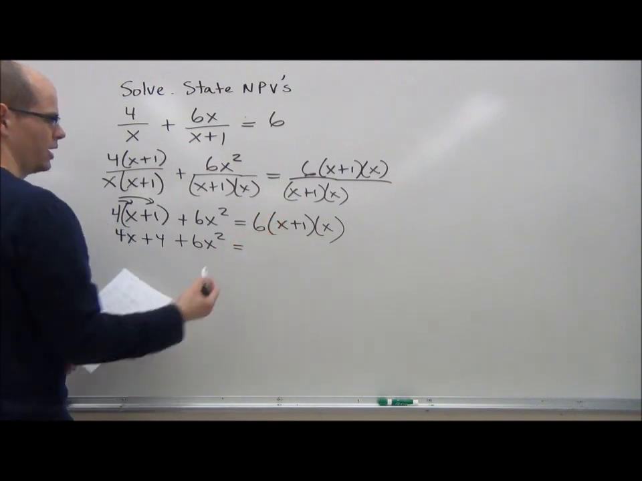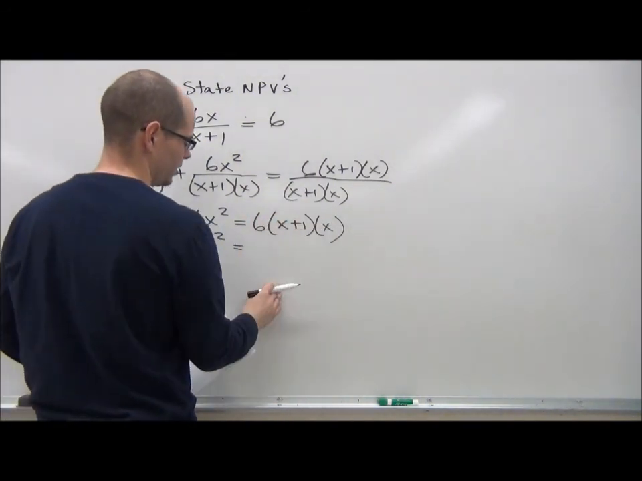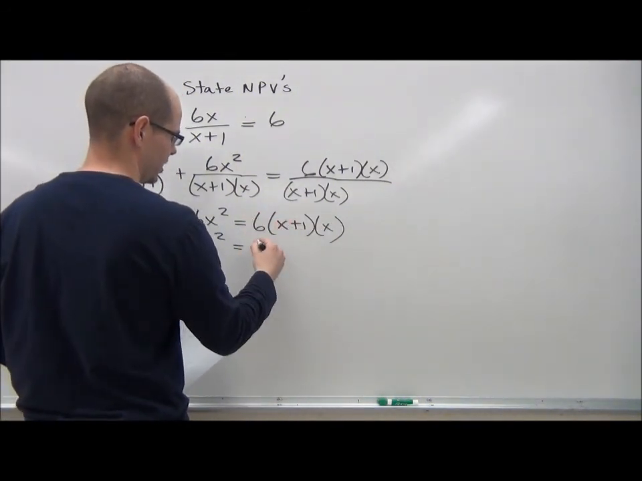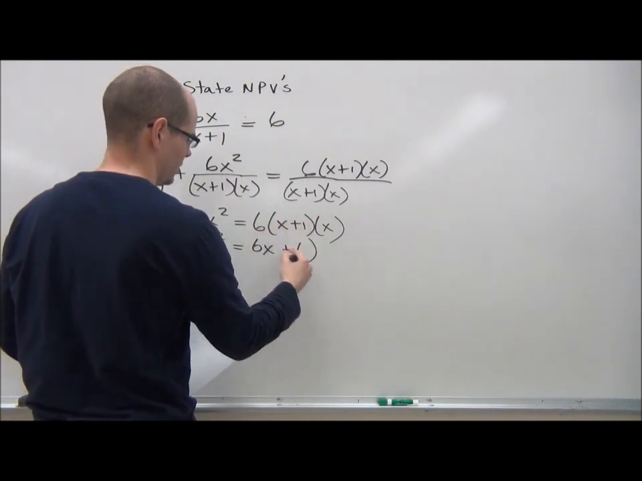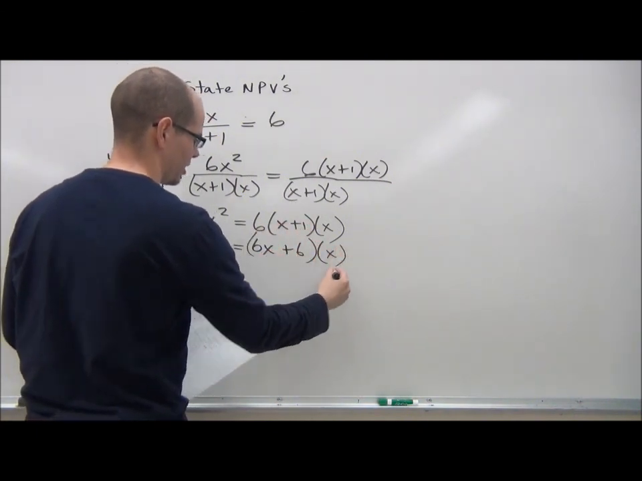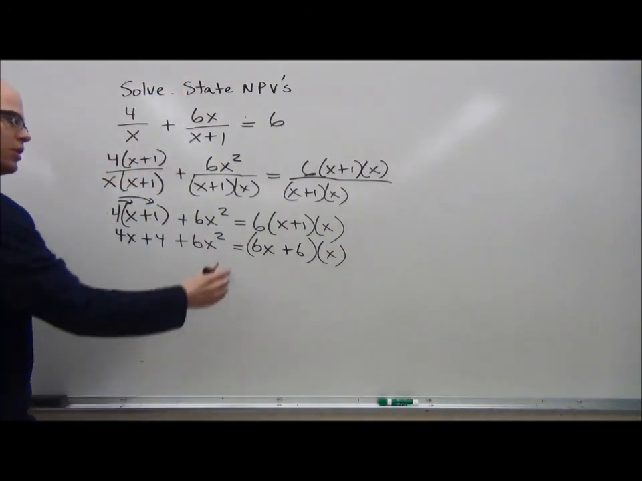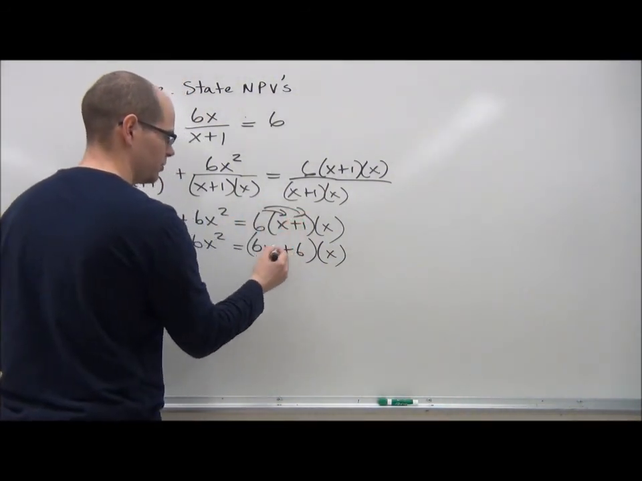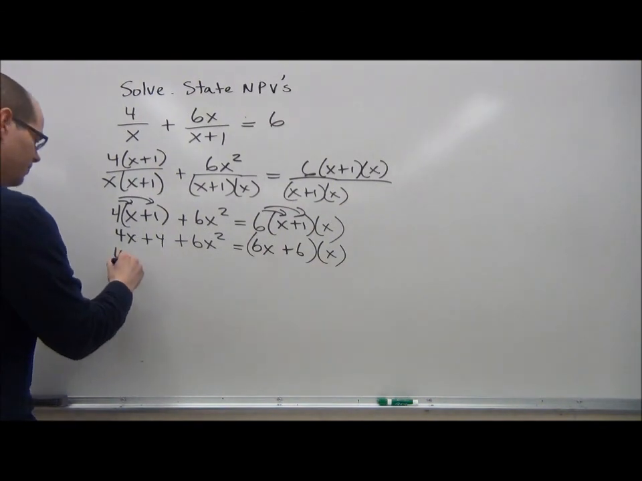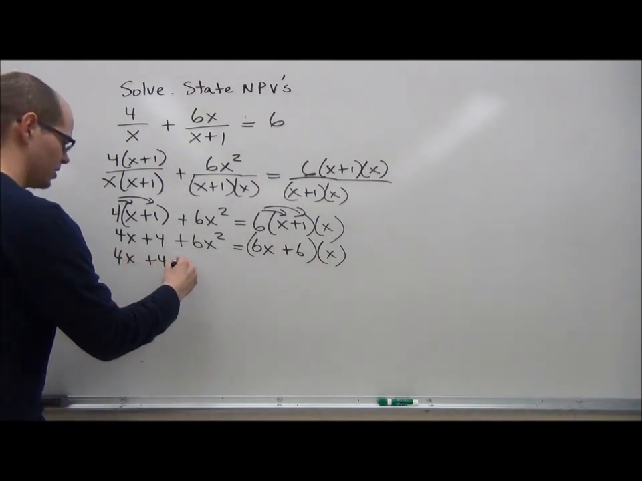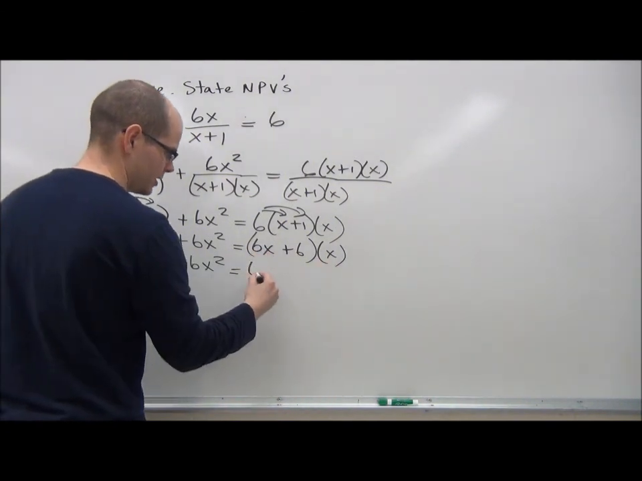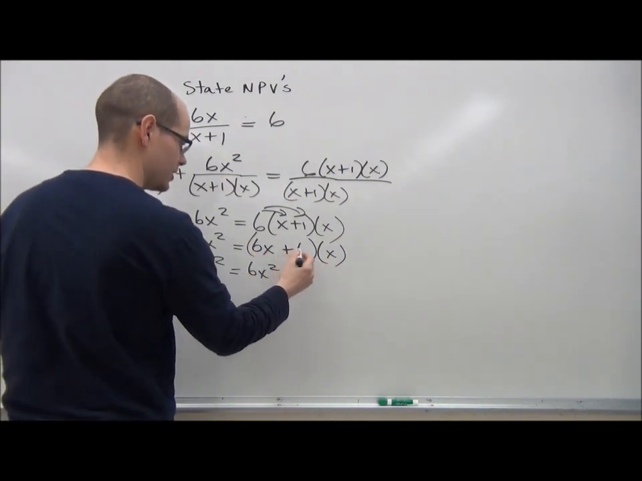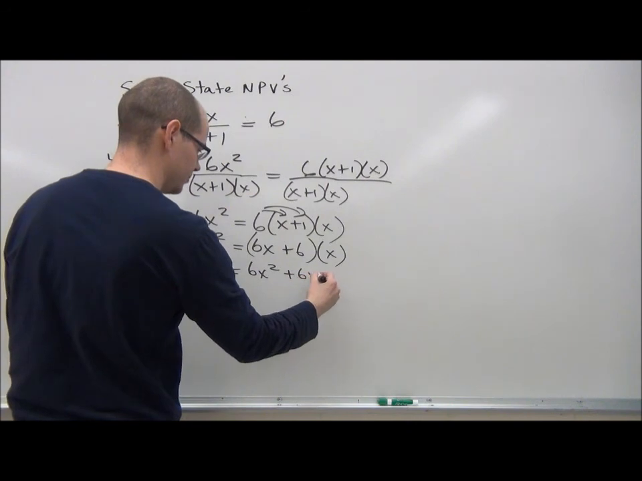Okay. And on the right hand side, same thing. I want to multiply all these together. 6 times x is 6x. 6 times 1 is plus 6. And then that's multiplied by x. So I multiply the 6 into both terms. Now I'm going to multiply it by x. Keep going. Writing the rest of this out. Over on this side, 6x times x is 6x squared, and then 6 times x is 6x.